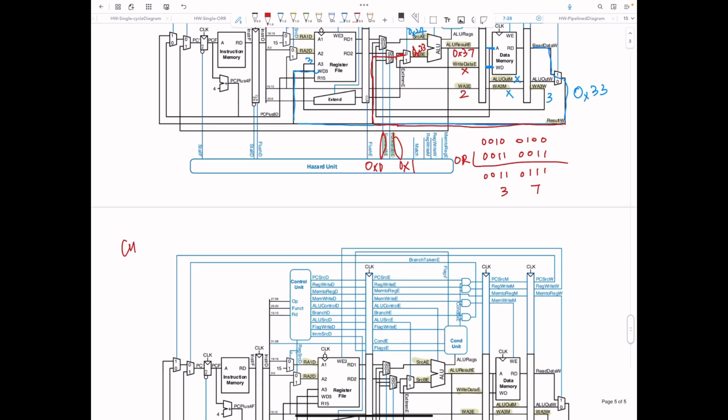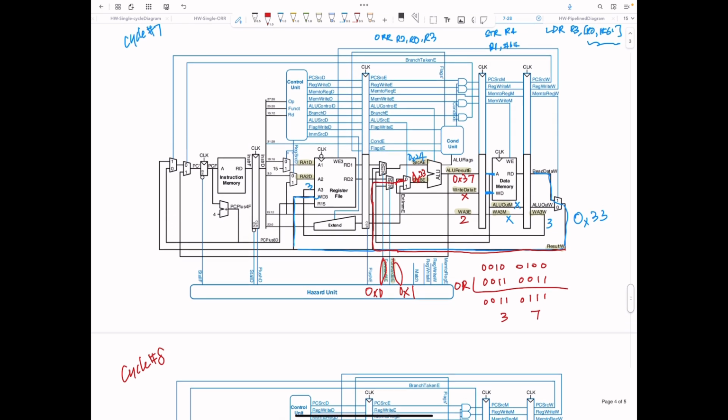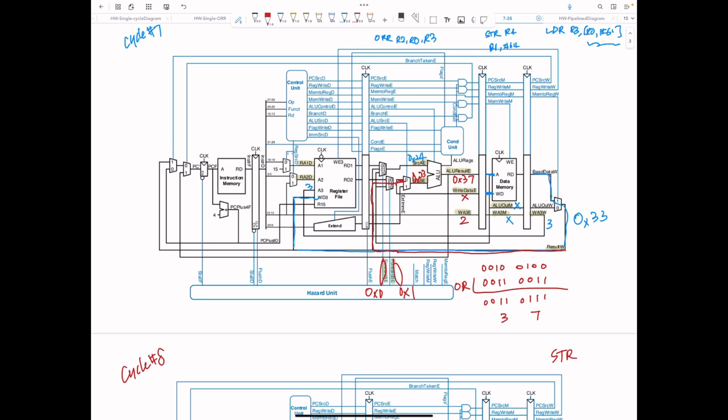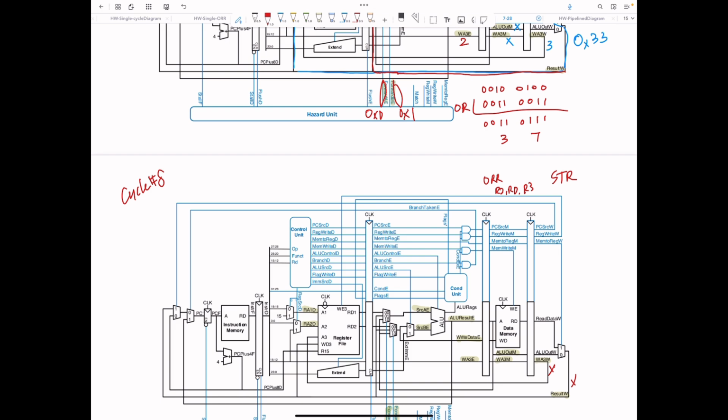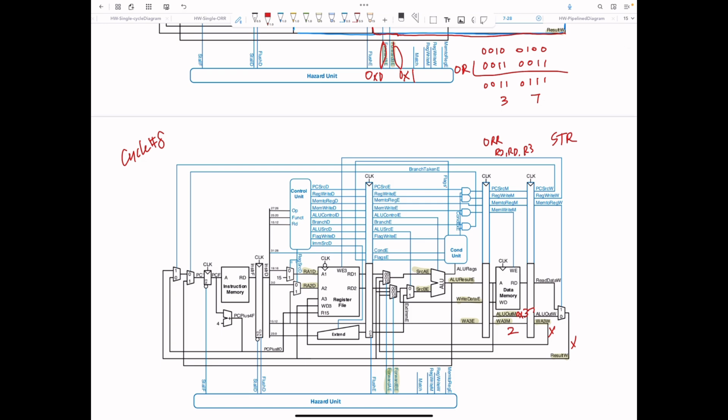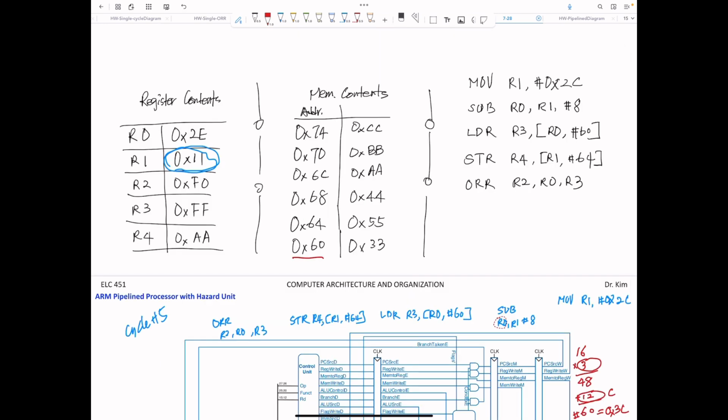Finally, cycle number 8. Now we have the store instruction, and then OR R2, R0, R3. Everything here is don't care, because the store instruction ends in the memory access, and it's not going to do anything. And this ALU out is going to be 0x37, and the destination register number is going to be 2. That's cycle number 8. And in cycle number 9, we're going to store this result into the register file. So cycle number 9 is the last cycle. Executing these 5 instructions takes 9 cycles.